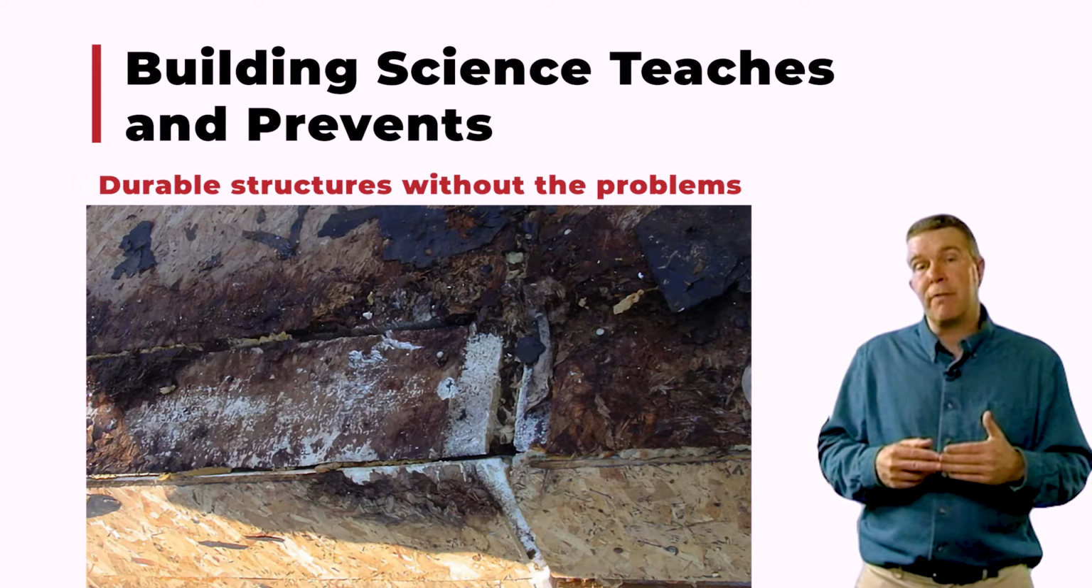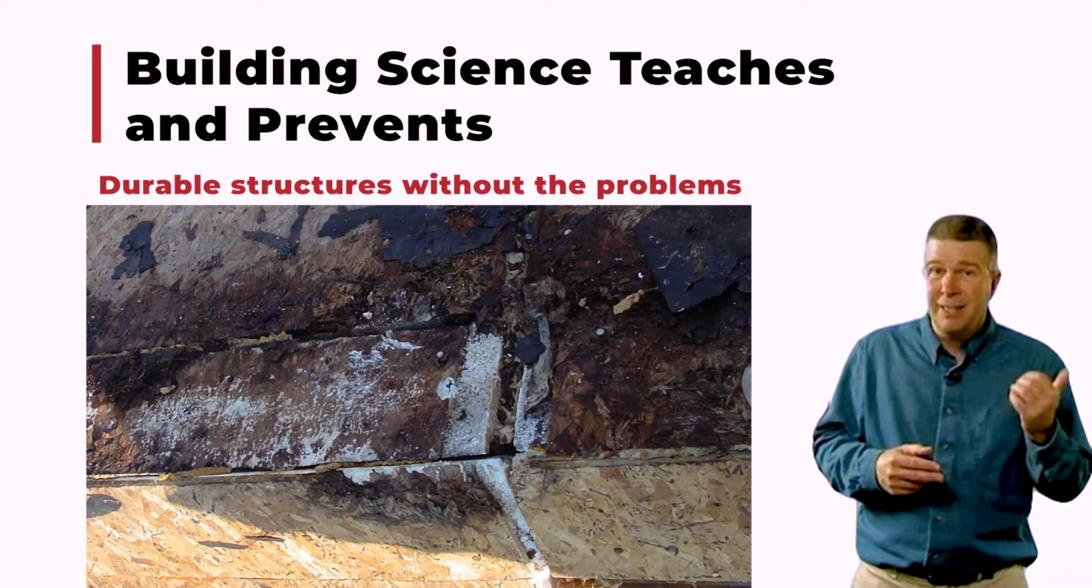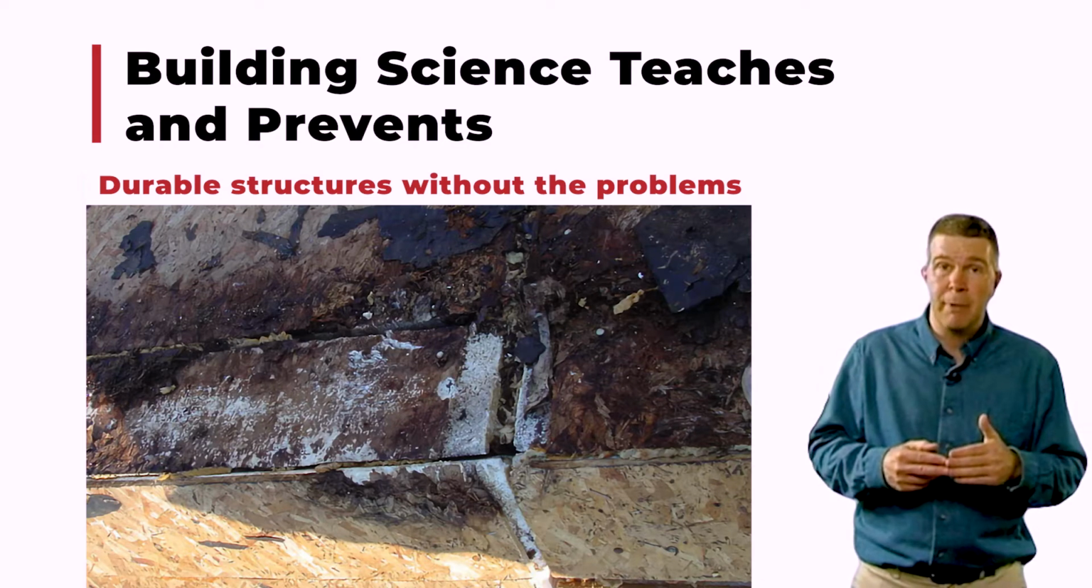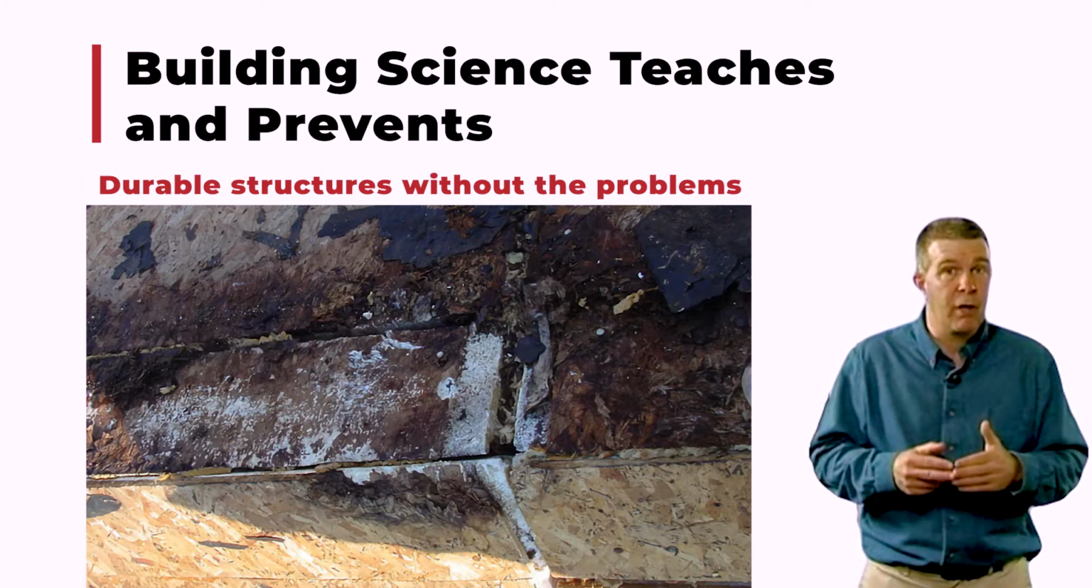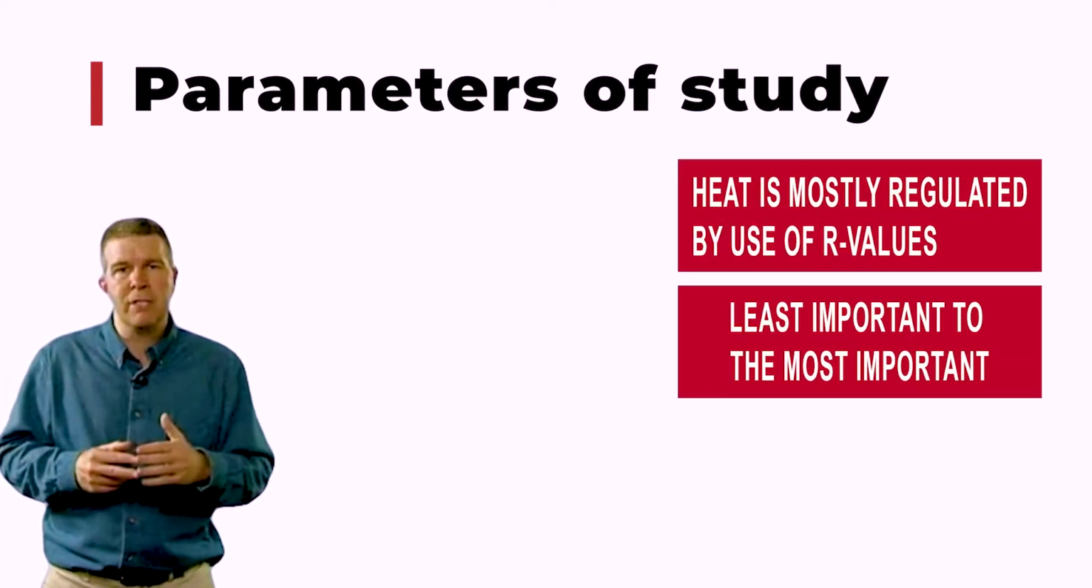And it's these types of things that, when they happen and you haven't paid attention to good building science, this is the kind of stuff that can potentially happen. It doesn't have to happen. All you've got to do is follow a couple of simple rules. Now in this hour, we're going to follow the parameters of study. I'm going to talk about basically 4 things.